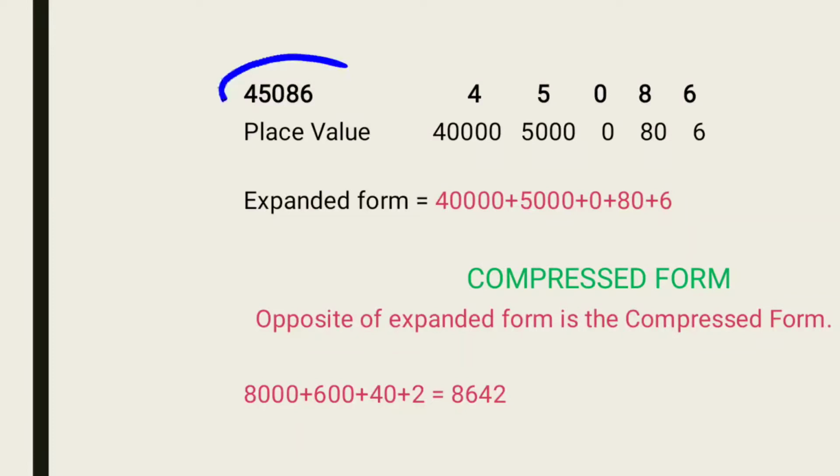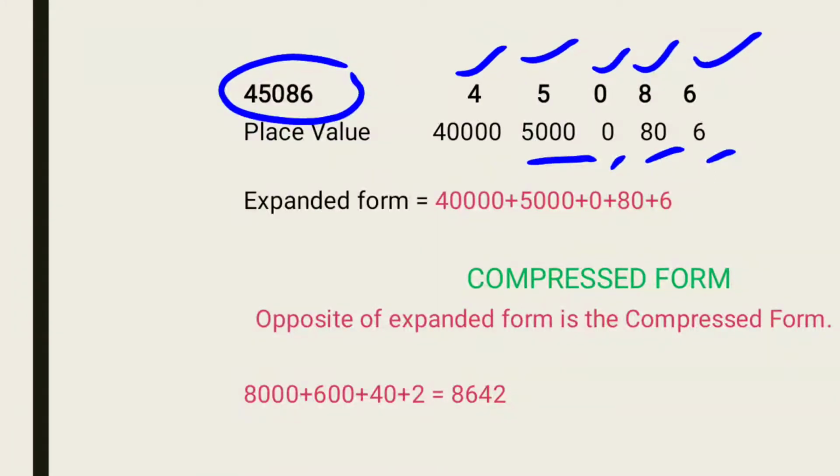Okay, now one more example. Again here is a number 45,086, and we have to convert it to expanded form. So first find out the place values. The place value for 6 will be 6. For 8 the place value is 80. For 0, 0. For the digit 5 the place value is 5000, and for digit 4 the place value is 40,000. Now add them and we will get the expanded form. Okay, I hope you are getting the expanded form.